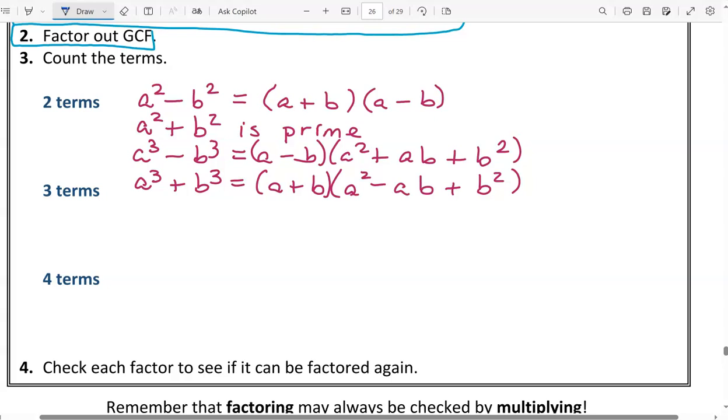If the remaining polynomial has 3 terms, then we're going to factor a trinomial using the AC method.